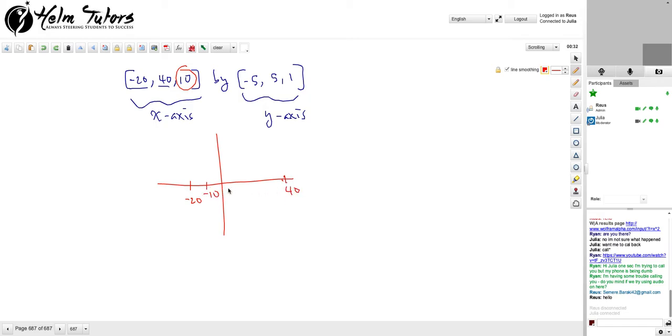So this is negative 10, and so on. Okay, got it. And so then naturally along the y, what does that mean with what we have here? Exactly. Negative 5 to 5, counting by ones. Good. All right. So that's all there is to that. Then 6 and 7 and 8, I'd like you to answer.